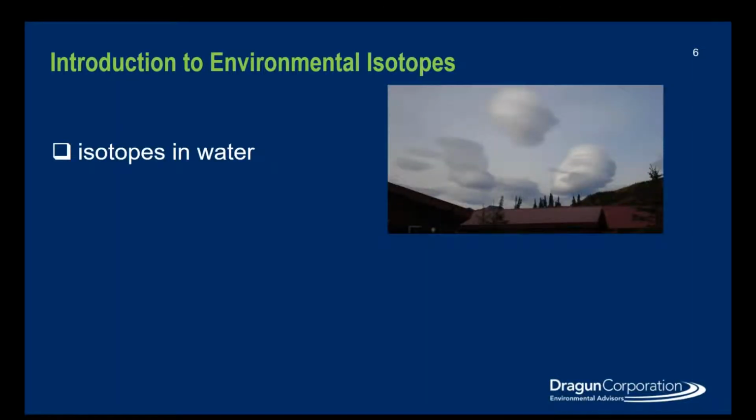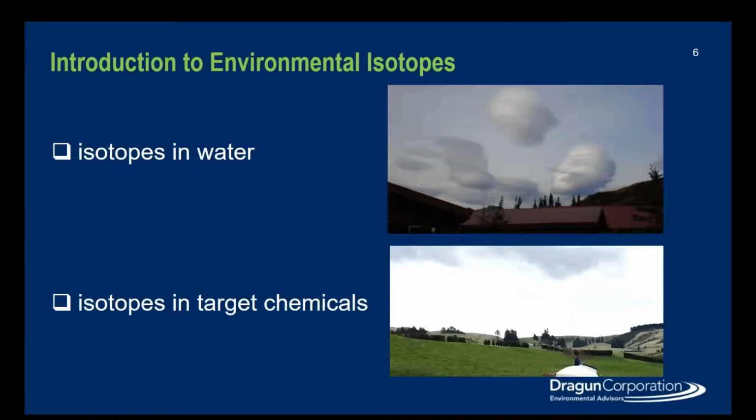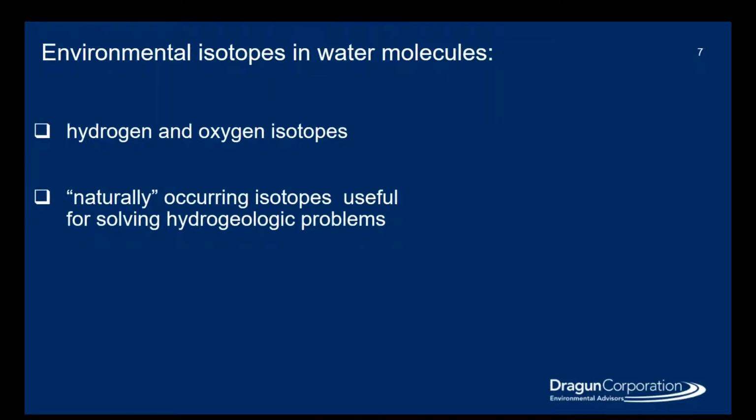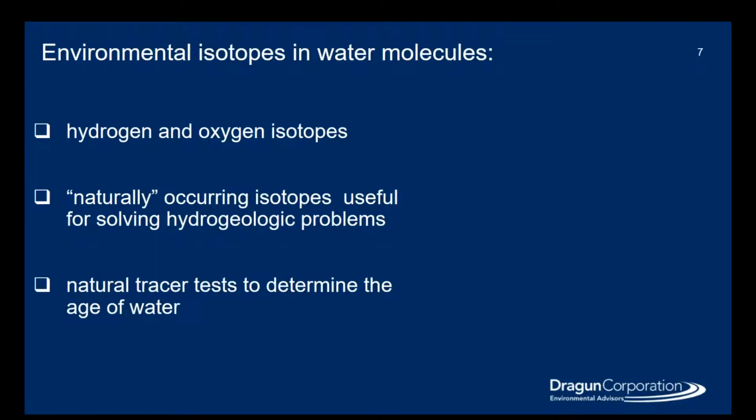So we're going to talk about isotopes in water, and we're going to talk about isotopes in target chemicals like contaminants. So first of all, I'm going to talk about the environmental isotopes in water molecules. We're going to focus on hydrogen and oxygen isotopes. They make up the water molecule. These are naturally occurring isotopes that we find useful for solving hydrogeologic problems.